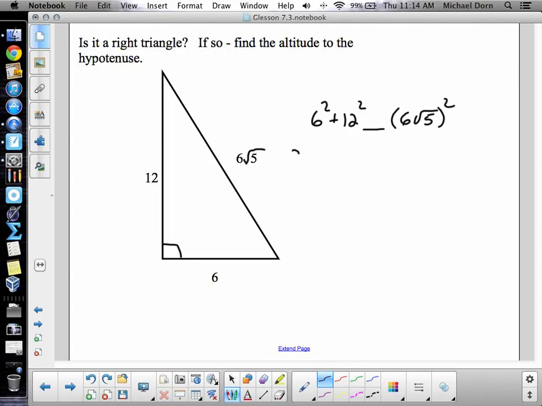6 squared is easy, 36. 144. When I add those up, that gives me 180. 6 root 5 squared, maybe a little bit more work. That's 6 squared times the square root of 5 squared, or 36 times 5, which is 180. They are equal, therefore that is a right triangle. You remember doing that, right? We just got done doing that. So it's saying if that's the case, then find the length of this altitude.